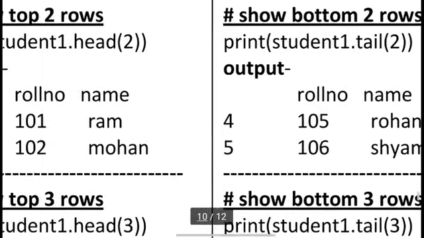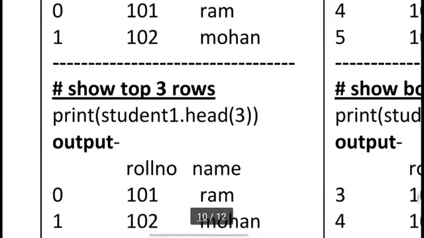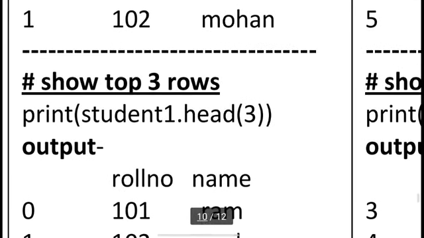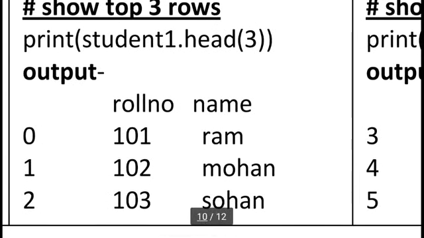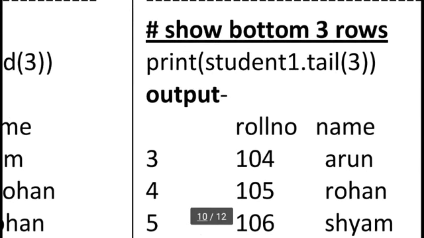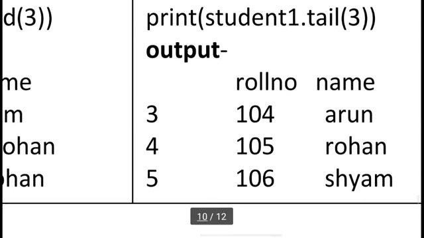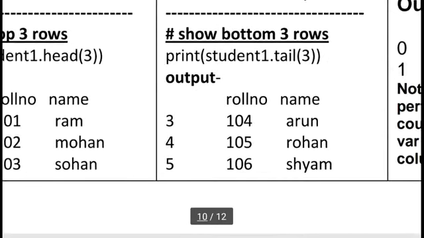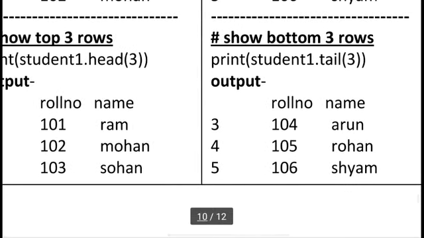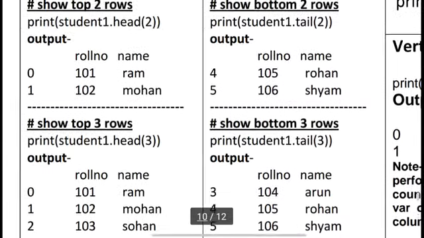Or suppose I want to see the top 3 rows, so here I am writing 3 in the brackets. You can see the starting 3 rows, and here I am using tail with 3 in the brackets, so the last 3 rows. So you can see the starting rows and bottom rows using the head and tail functions. This is a simple topic.